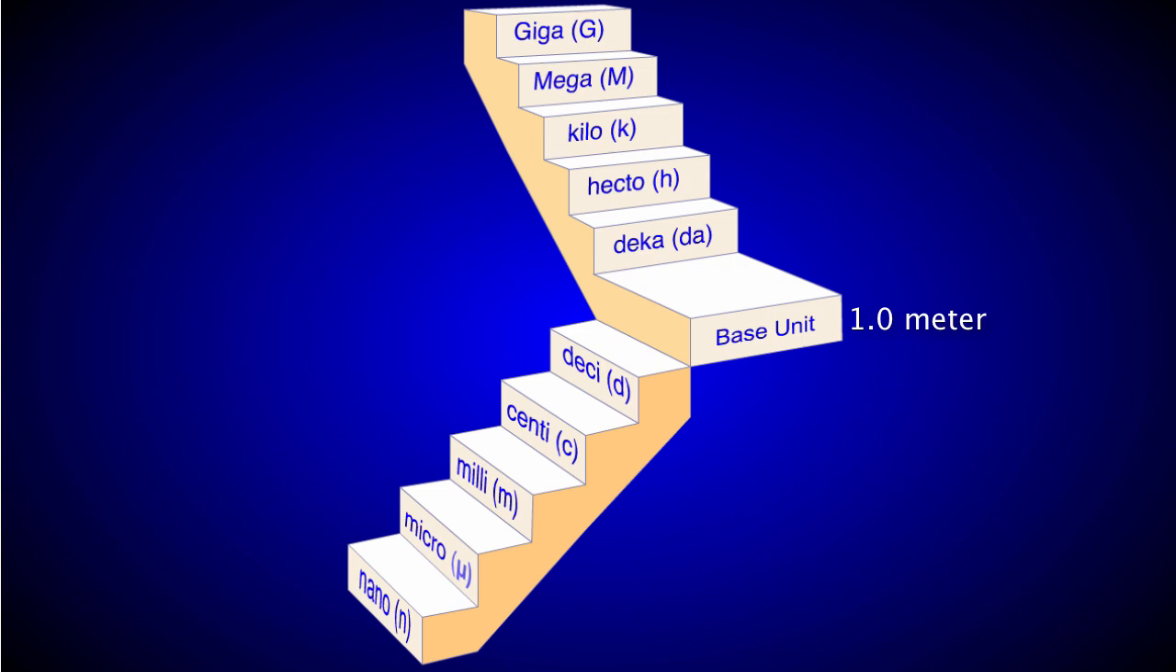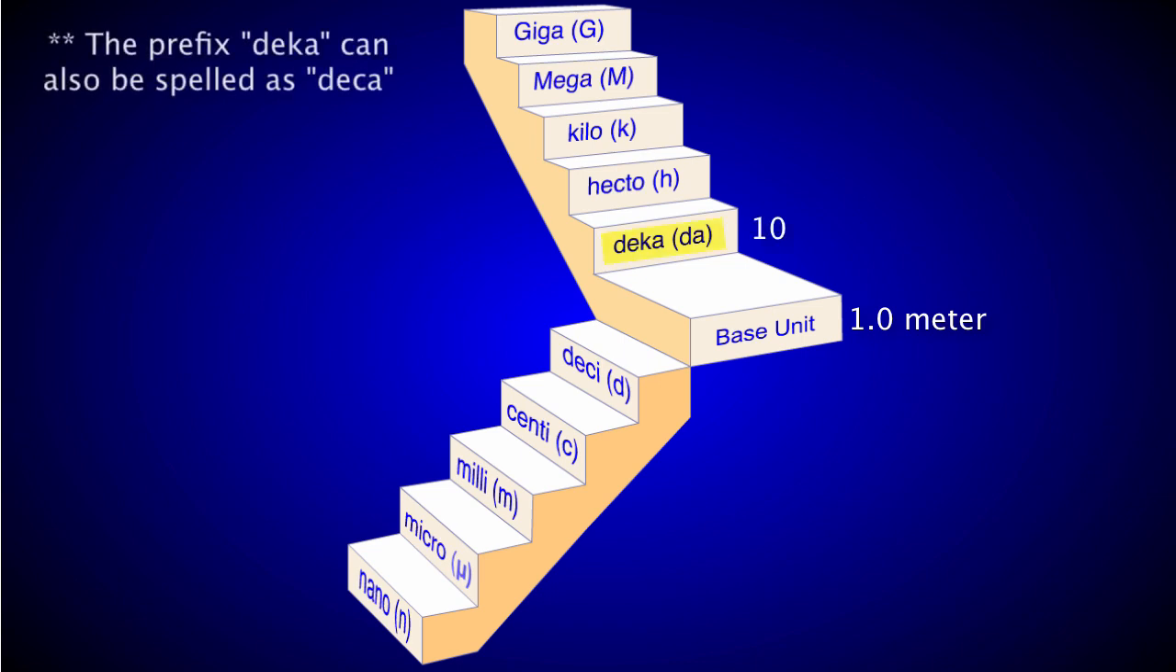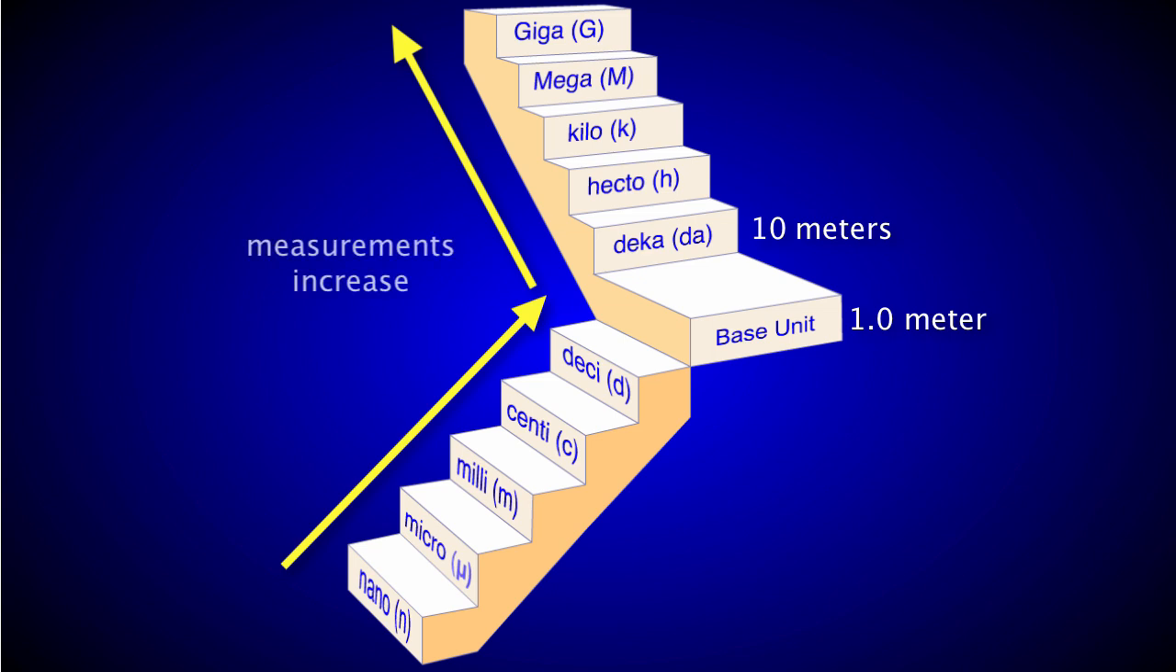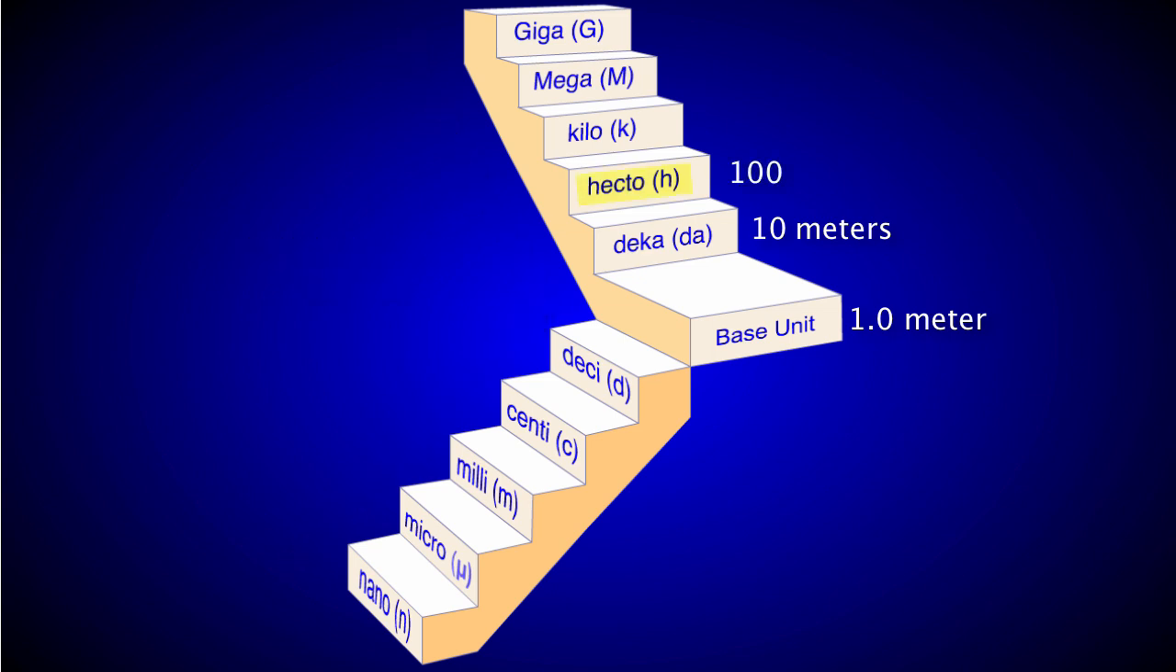Each of these prefixes can be associated with a specific number. For example, the prefix deca means 10, so a decameter will be equal to 10 meters. As you move up the metric staircase, length measurements increase by factors of 10. The prefix hecto means 100, so a hectometer would be equal to 100 meters. Kilo means 1,000, so a kilometer is equal to 1,000 meters. The prefix mega means million, so a megameter is 1,000,000 meters, and a gigameter is equal to 1,000,000,000 meters.